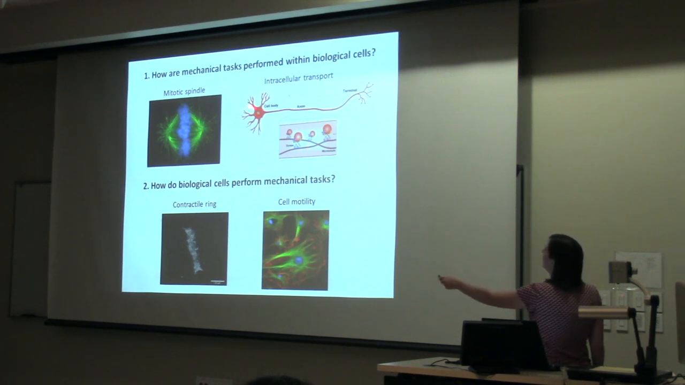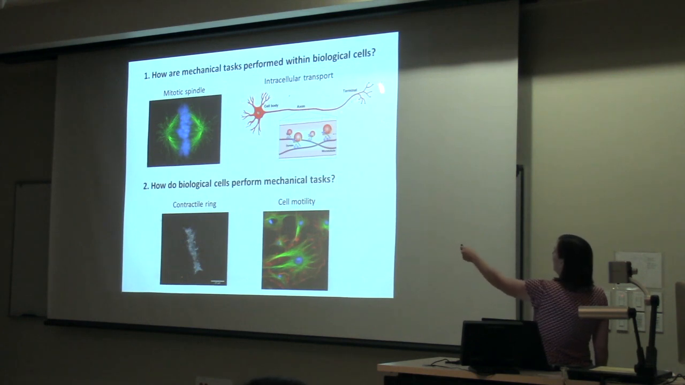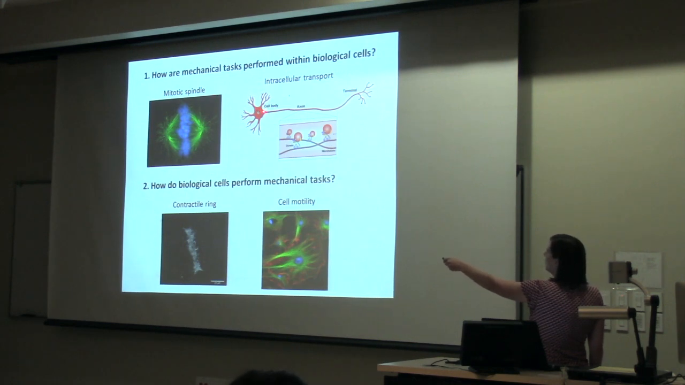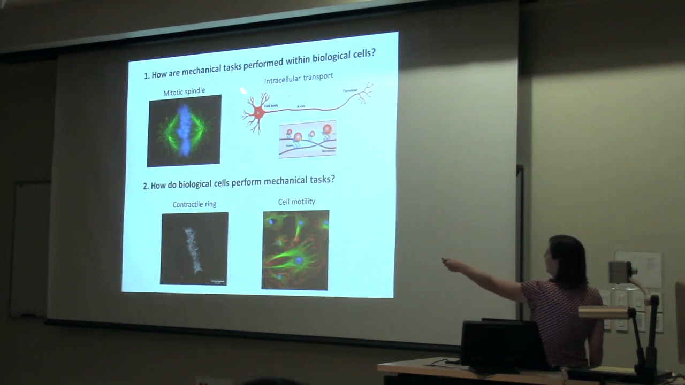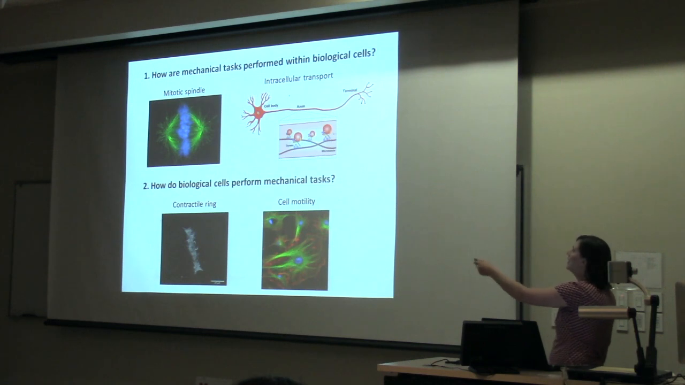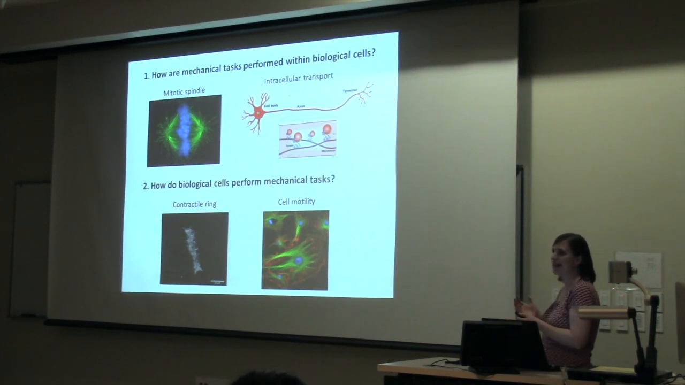This cartoon here shows a nerve cell with a long axon and the nerve terminals, and material needs to be able to move all the way from the cell body out to the terminal, and something needs to move things back from the terminal to the cell body. So an interesting physics question is to try and understand what produces that movement. That's the molecular scale inside of cells.